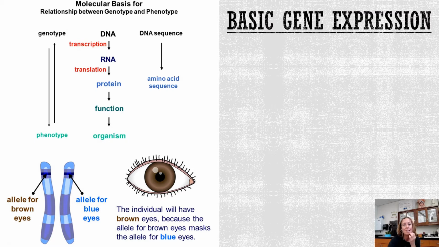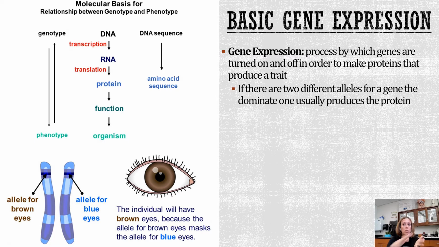So next, basic gene expression. This is the stuff you guys already know, so this is a review. Gene expression is the process by which genes get turned on and off to make proteins that produce a trait. So if you look at this picture on the side, we have our DNA, which is transcribed to RNA. RNA is translated to a protein. That protein is going to function to make the organism work. The DNA sequence turns into an amino acid sequence, and the genotype will turn into a phenotype. So how your genes are will end up being how you look.